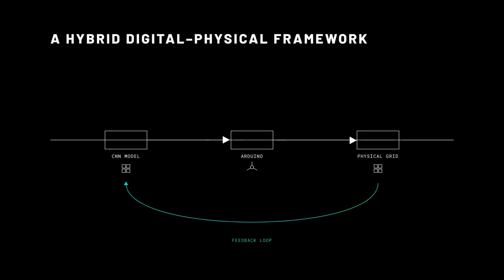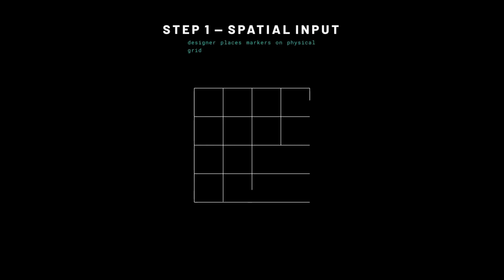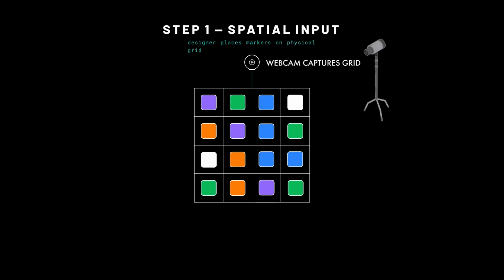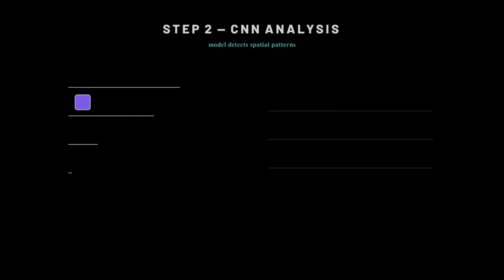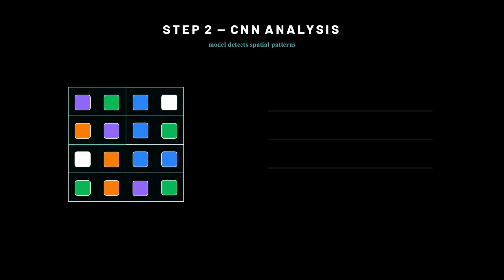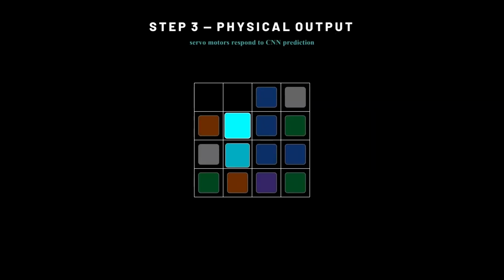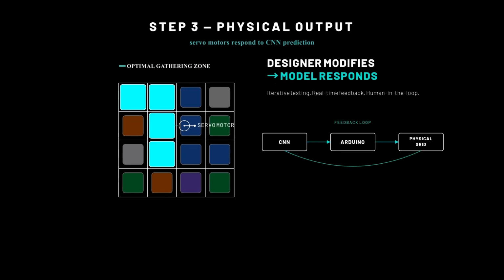This workflow establishes a continuous feedback loop between physical interaction, computational analysis, and adaptive spatial response. Users interact with the physical prototype by placing colored markers representing trees, pathways, activity zones, and open space onto the 4x4 grid system. The convolutional neural network evaluates these spatial inputs by analyzing proximity, clustering behavior, and adjacency relationships across the grid. The predictions are then translated into physical form through servo-motor actuation, allowing the prototype to dynamically raise or lower cells and visualize gathering space suitability in real time.